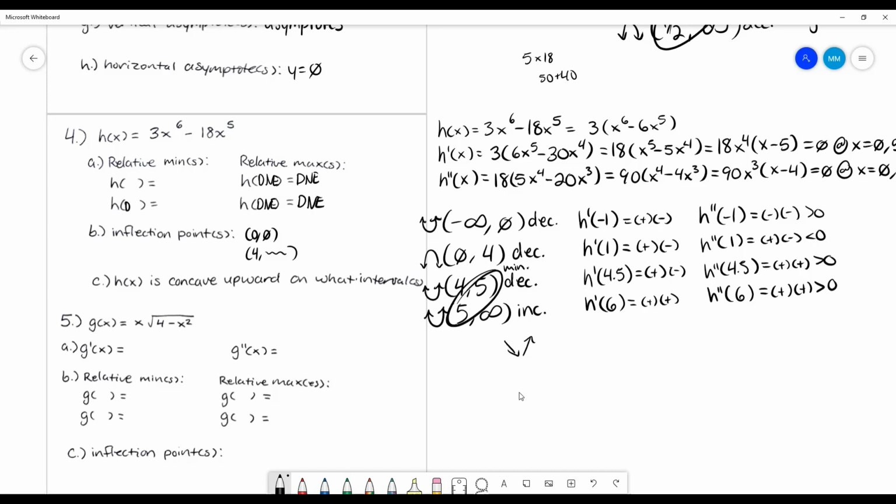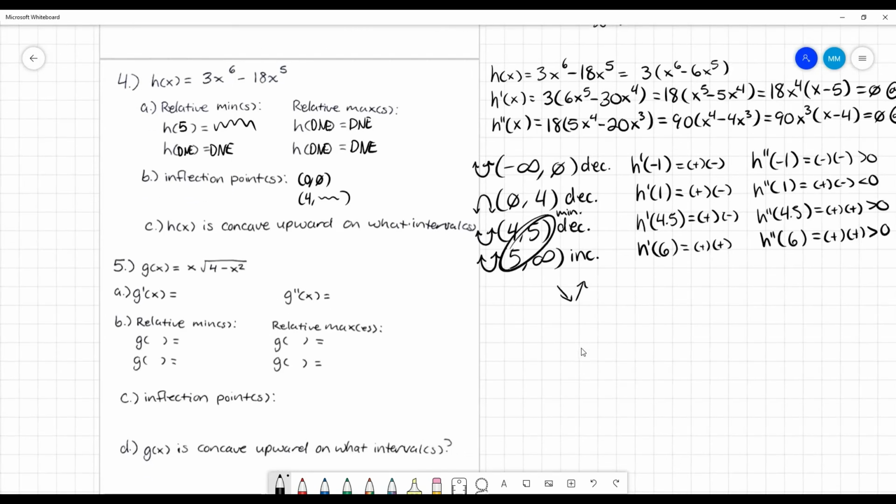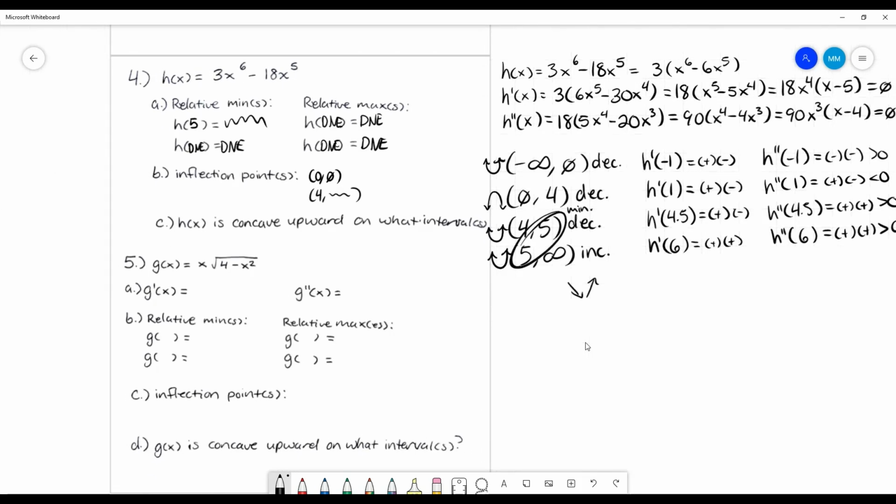And we only have one minimum, and that is at x equals 5. And then again, just plug that into there. And then we want to know on what intervals is it concave upward. Well, that's going to be all of this. So it's going to be negative infinity up to 0, union 4 up to infinity.